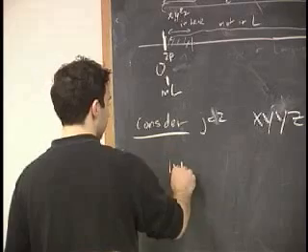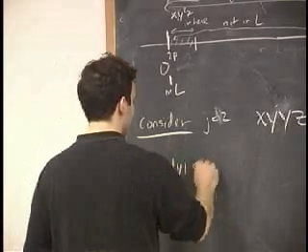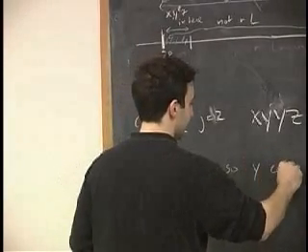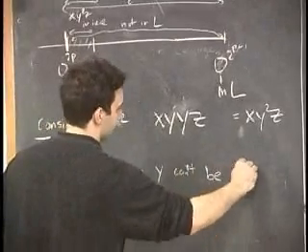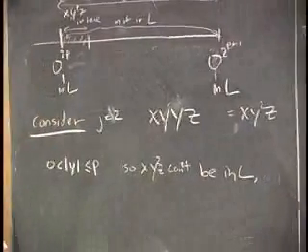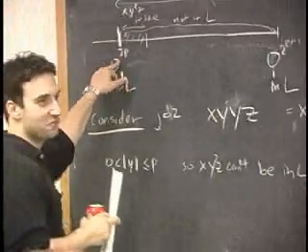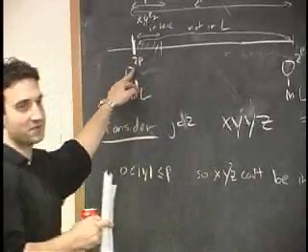The length of y is greater than 0 and less than or equal to p. So x y squared z can't be in L because it just can't make it. It needs to get to the next L outpost, it needs to go 2 to the p steps, but it can only go p steps.